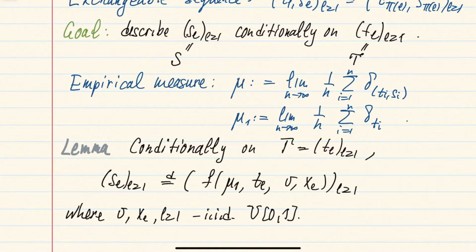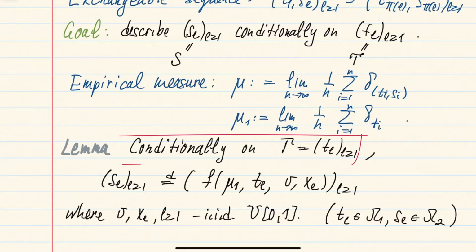Here I don't specify what all these spaces are, but of course, as usual, we assume that we deal only with nice Borel spaces or even complete and separable metric spaces. Okay, so just for certainty, let's say that T's take values in space omega 1 and S's take values in the space omega 2, which are complete and separable metric spaces. And notice here that since we describe this conditional distribution, the first two arguments are fixed. So mu1 is a measurable function of the sequence T_i.